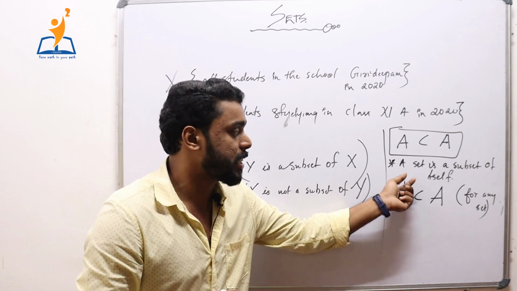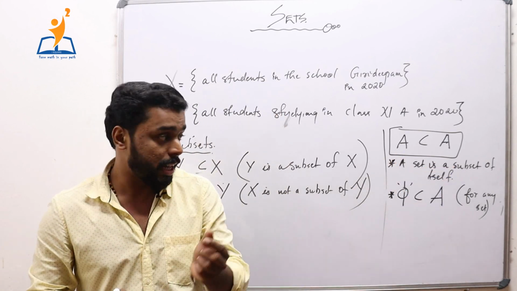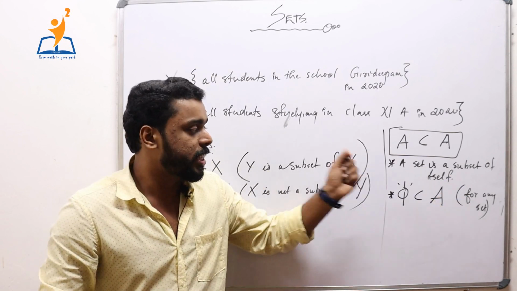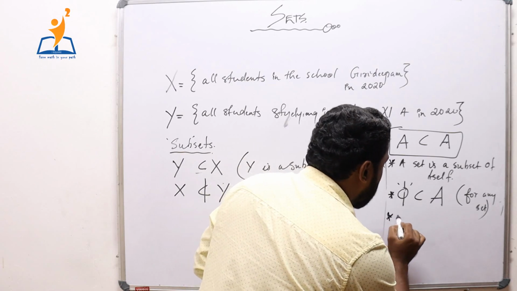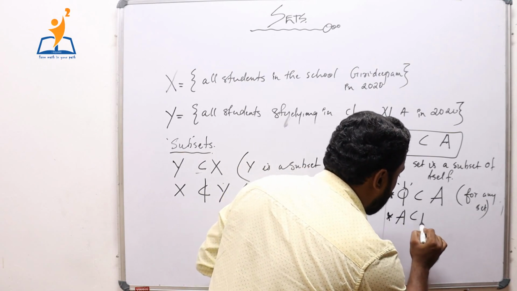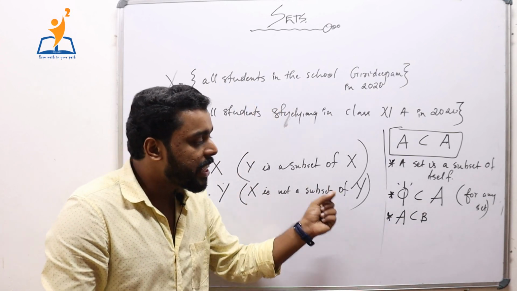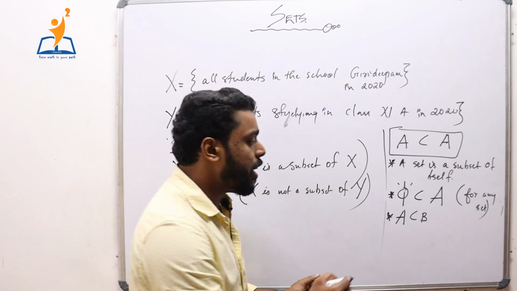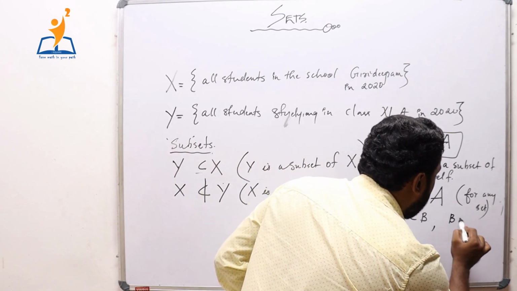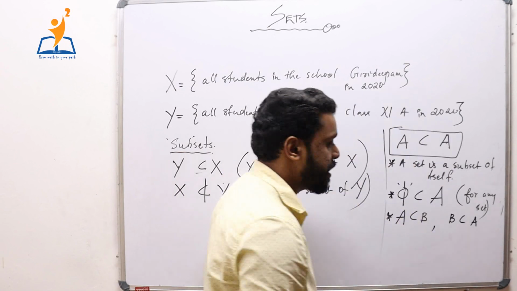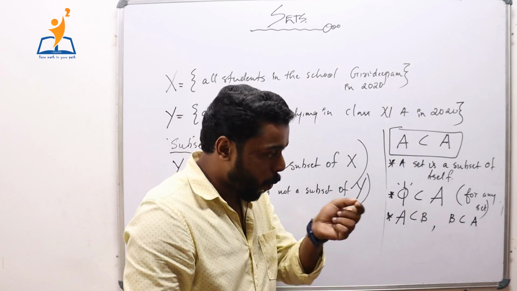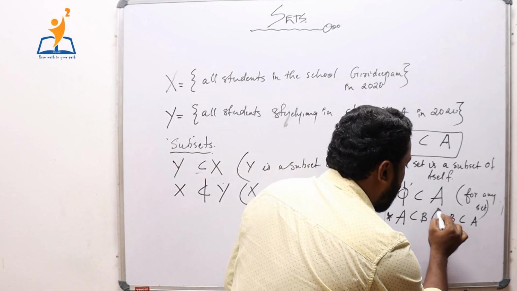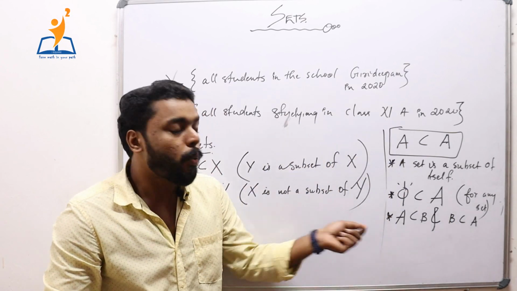Always remember these two results. A set is a subset of itself as well as phi, the null set, is a subset of any other set. Okay, now let it be there. Now suppose that a set A is a subset of B, which means that every element of the set A is in the set B, isn't it? Now suppose that B is a subset of A also, which means that every element of B is also in A, isn't it? See, when these two conditions are satisfied together, what can we say?